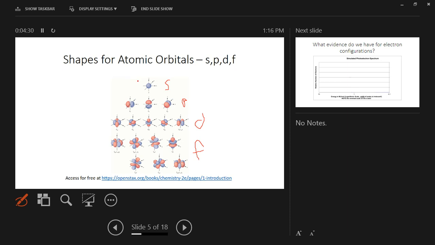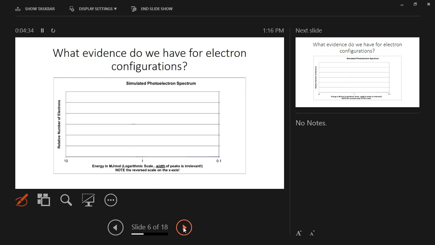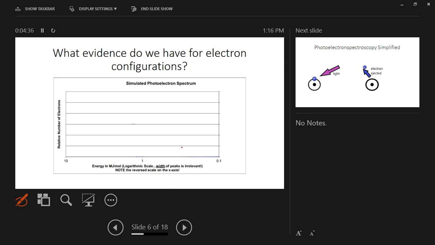But what evidence do we have that electrons live in these types of orbitals? Well, that comes from photoelectron spectroscopy. In photoelectron spectroscopy, you are adding energy to an atom and ejecting electrons, and then you're measuring the energy that those electrons have. And so this tells you the relative number of electrons on the y-axis, and then your energy on the x-axis.